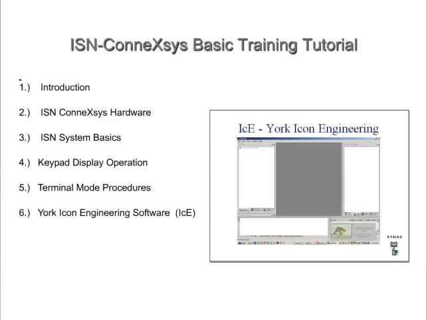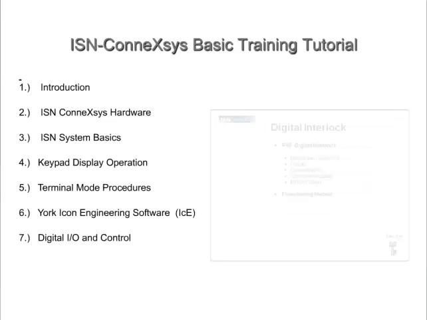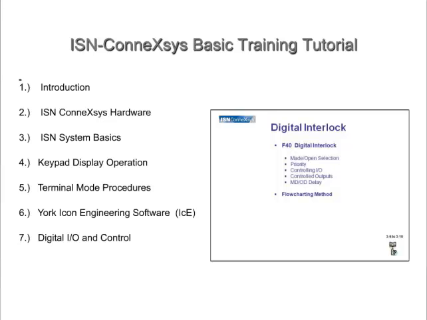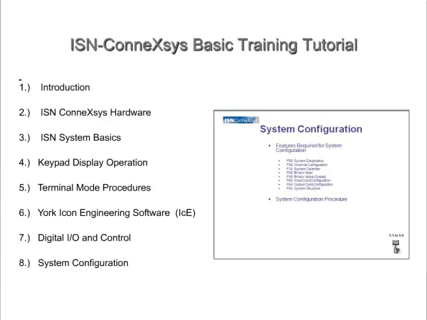In Chapter 6, we briefly go over using the York Icon Engineering software package. If you have this package, you can use it with all of the following lab exercises in this tutorial. Chapter 7 begins by discussing Feature 40, Digital Interlock, and how it monitors the status of digital inputs to control digital outputs. In this chapter, we also cover flowcharting methods, which are necessary before actually entering the control program into the controller.